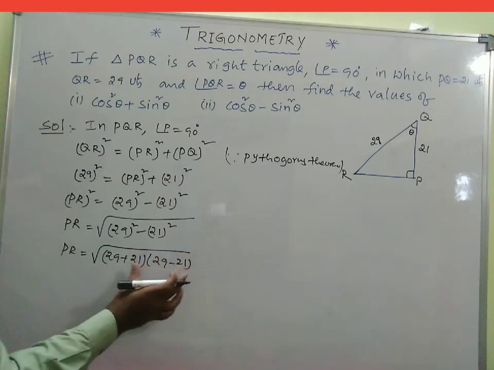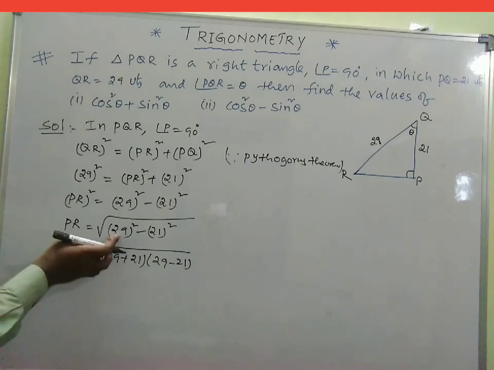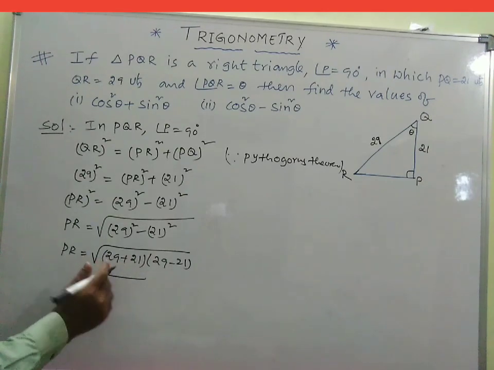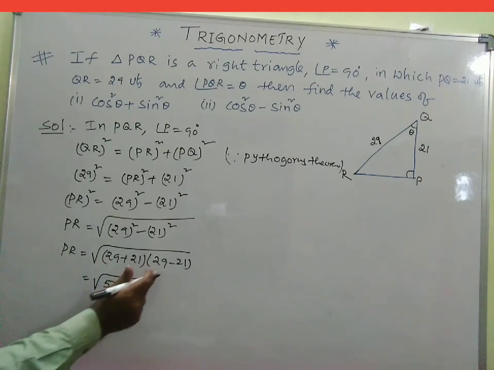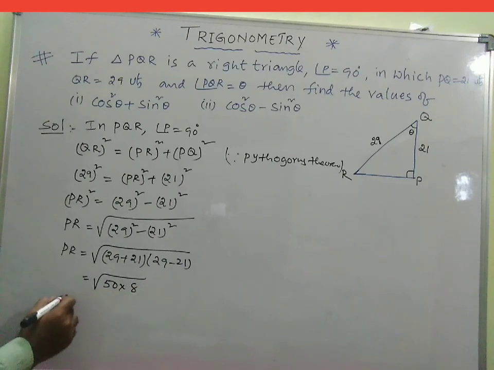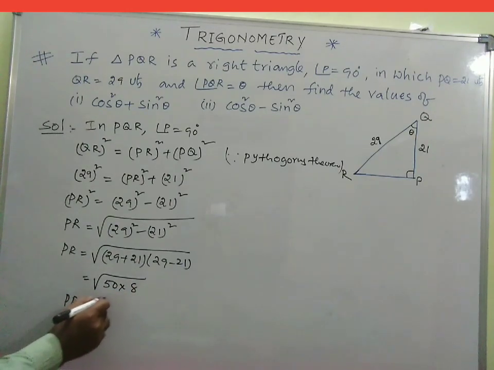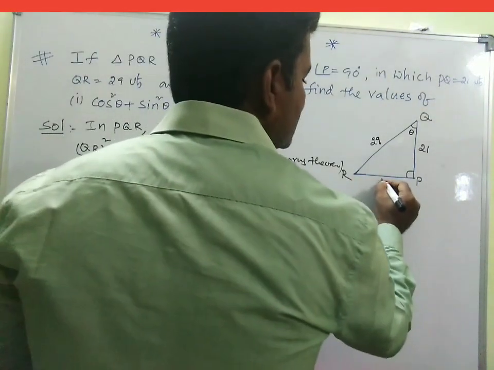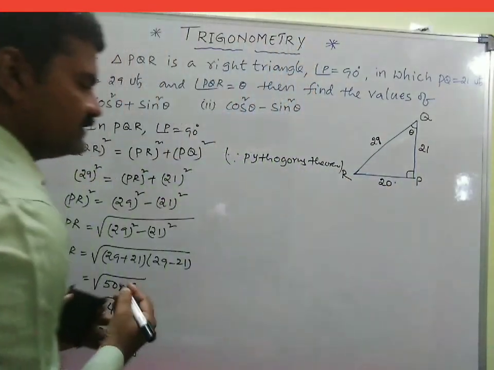See the beauty of mathematics. If you don't know the square of these things, even then you can solve, there is an alternate way. So adding these two, 50, into the difference, which is 8. So PR is equal to square root of 400, and finally PR is equal to 20 units. Length never can be negative, and moreover it has units, 20 units. So I got PR is equal to 20 units.